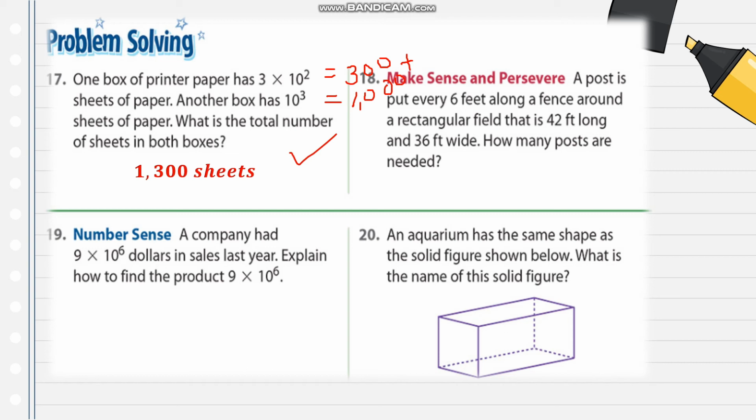Next question. A post is put every 6 feet along a fence around a rectangular field that is 42 feet long and 36 feet wide. So this is 42 feet long and 36 feet wide. How many posts are needed? Since we are talking about around the fence, we need to find the perimeter. Perimeter means we simply add all the sides.